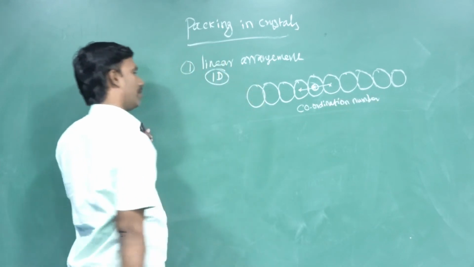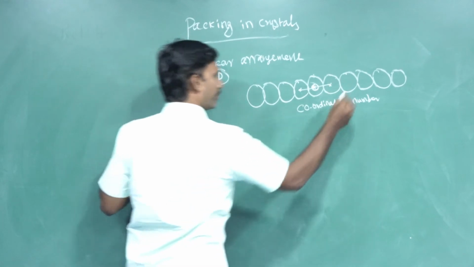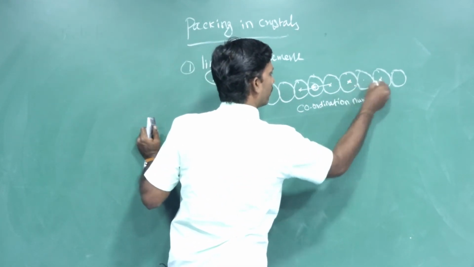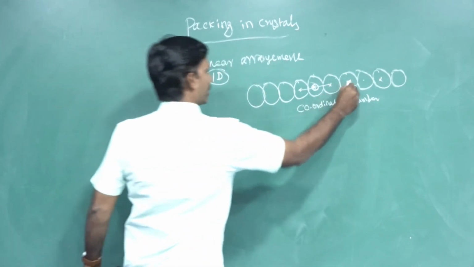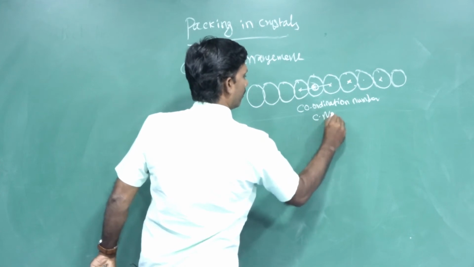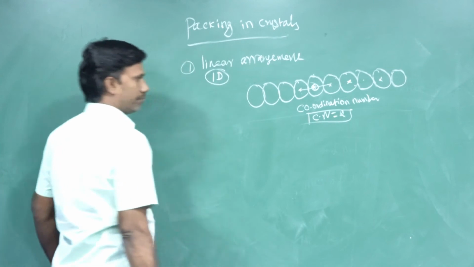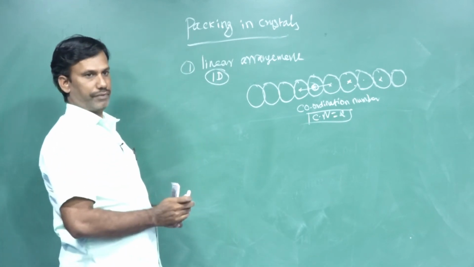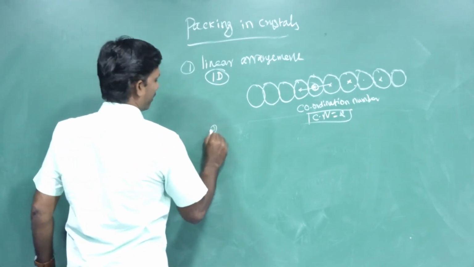So what is the coordination number for a linear arrangement? If you take any one, these two, 1, 2, are very closely touching it, the nearest atoms. So the coordination number for this linear arrangement is 2. Only 2 spheres are closely attached to one sphere. Then the 2D arrangement.